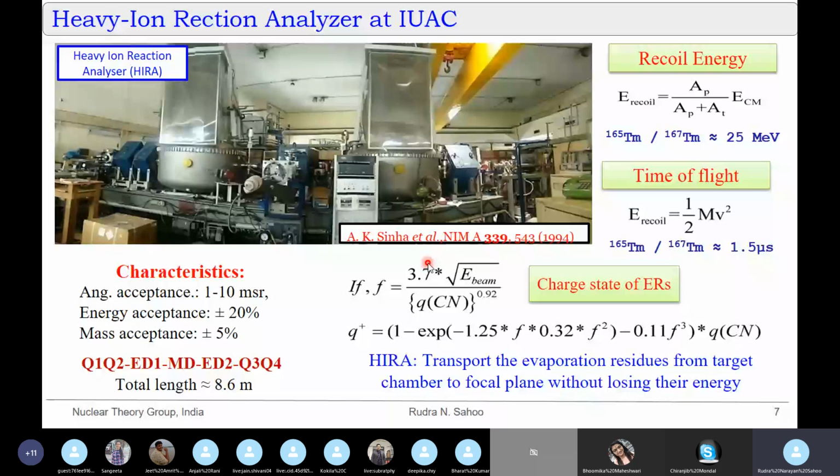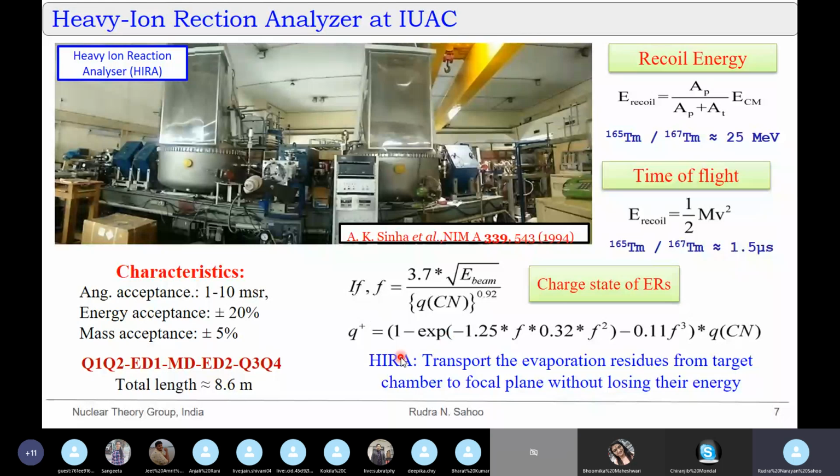And now the question is, how will we measure the evaporation residue? Although we will transport from the target chamber to the focal plane, how will we measure the evaporation residue? After the reaction, from the kinematics, we can calculate the recoil energy of the evaporation residue using this formula. For our case, the evaporation residue energy is equal to 25 MeV. If we calculate the energy of the evaporation residue, then we can calculate the time of flight of the evaporation residue. And the time of flight from the target chamber to the focal plane will be 1 microsecond. And we can calculate the charge state using this formula.